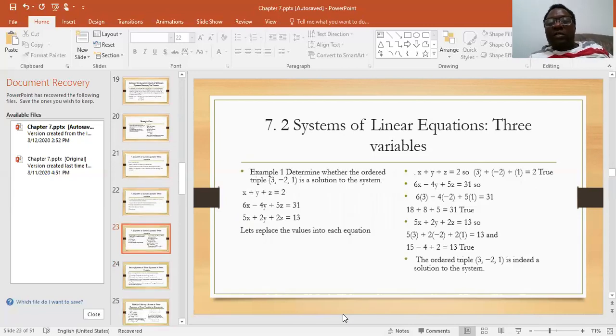Example, determine whether the ordered triple (3, -2, 1) is a solution to the system. We have the system of equations and we will replace the value of x by 3, y by negative 2, and z by 1. In doing so, we will realize that the point (3, -2, 1) is actually a solution to the equations.